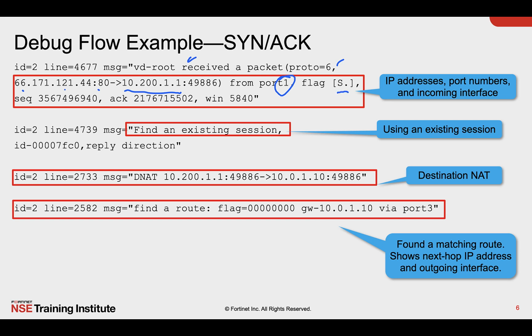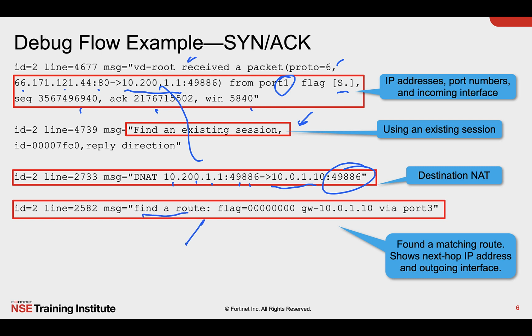There's that SYN ACK, the S for the SYN, the period for the ACK, sequence, acknowledgement, window size. We didn't create a new session because we found an existing session. We are doing destination NAT. You'll see that here. Here's this address, 10.200.1.1, 49886, and it's being translated back to the original IP address of 10.0.1.10, our internal address with the same port number. Again, we find a route.